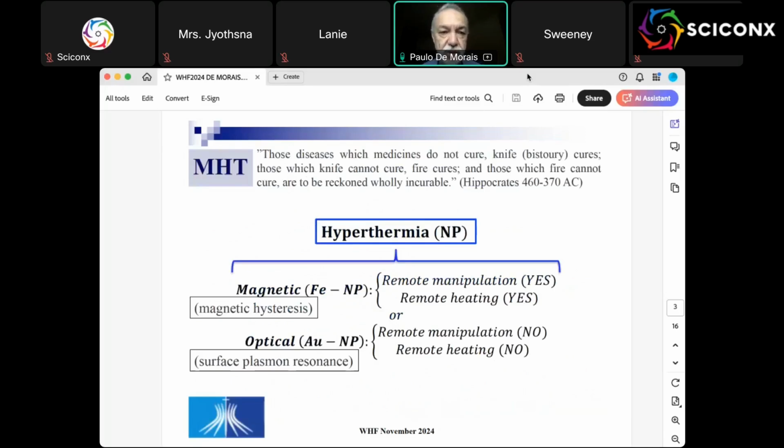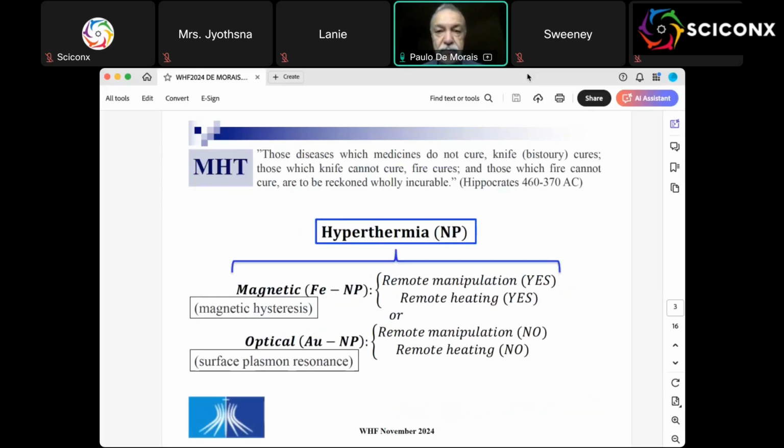And this is the basics of magnetic hyperthermia. It says, those diseases which medicine does not cure, the knife cures. Those which the knife cannot cure, fire cures. And those which fire cannot cure are to be reckoned wholly incurable. As you can see, it is a very strong statement. And this is the first report about hyperthermia.